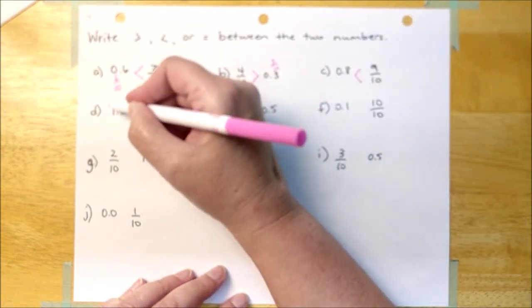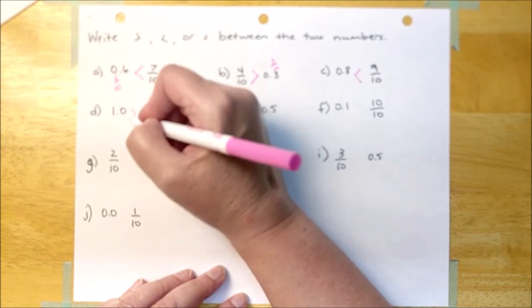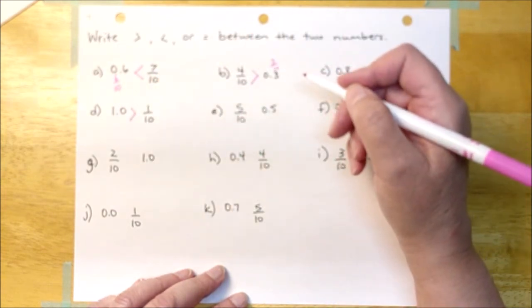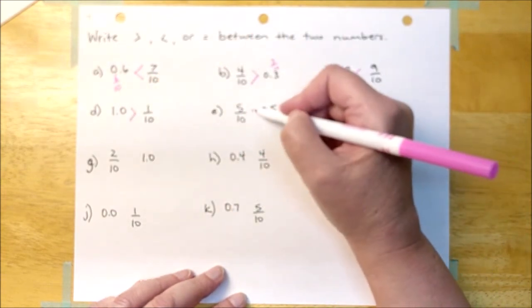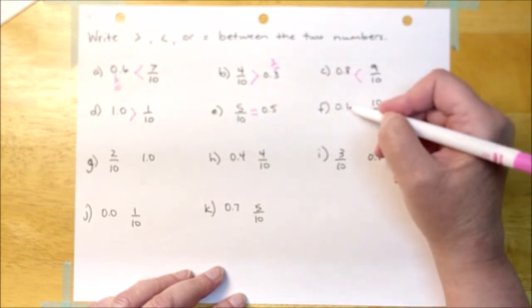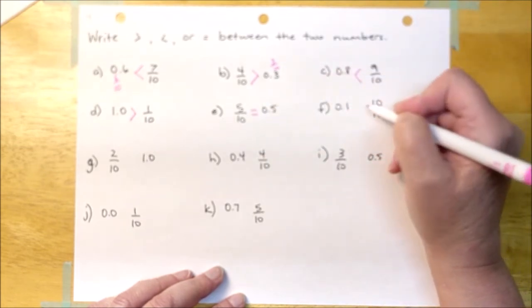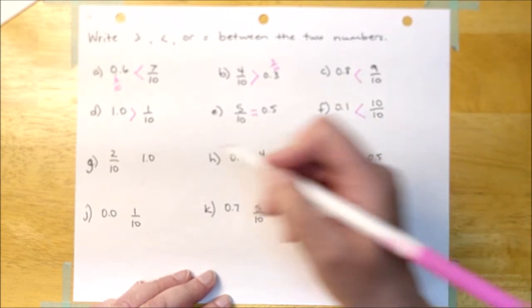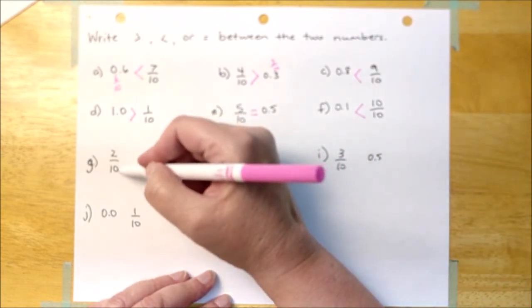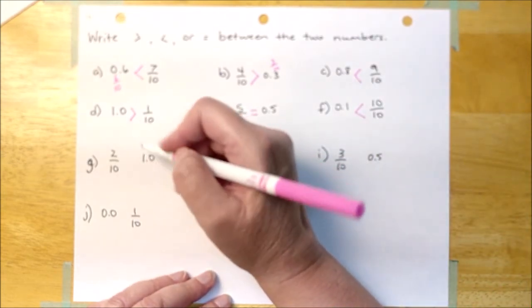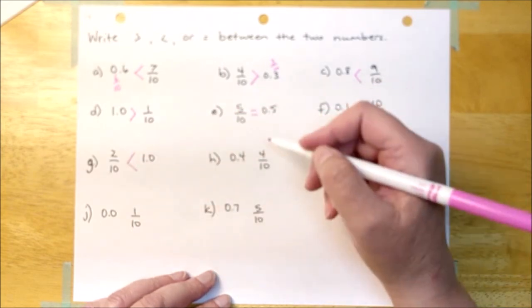Oh, this is the whole thing, so that is definitely bigger than one of the little pieces. 5/10, 5/10, those are equal. Here I get one piece, and here I get the whole thing. That one is definitely bigger. Here I have 2/10, which is two little pieces, or the whole thing. The whole thing is bigger.